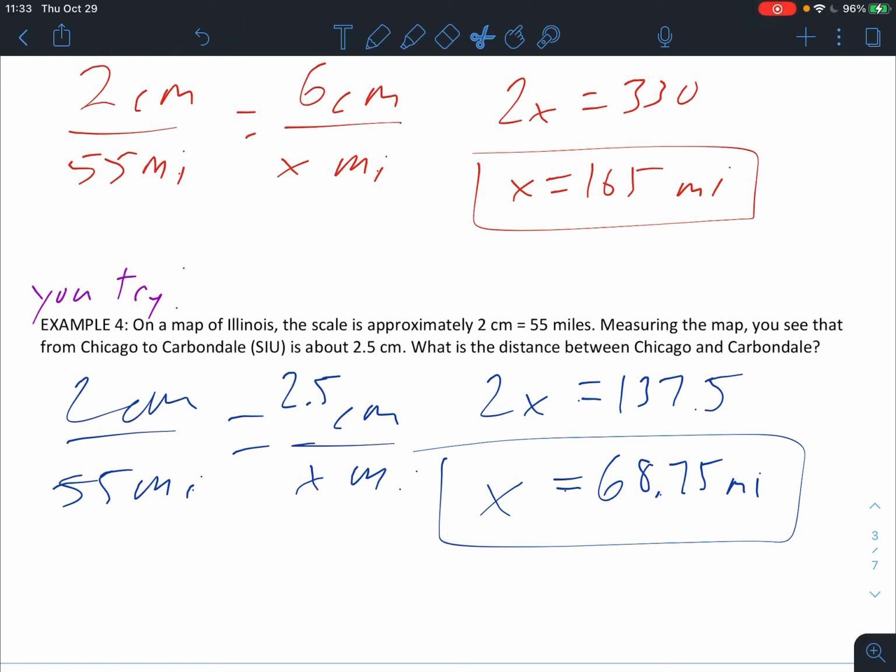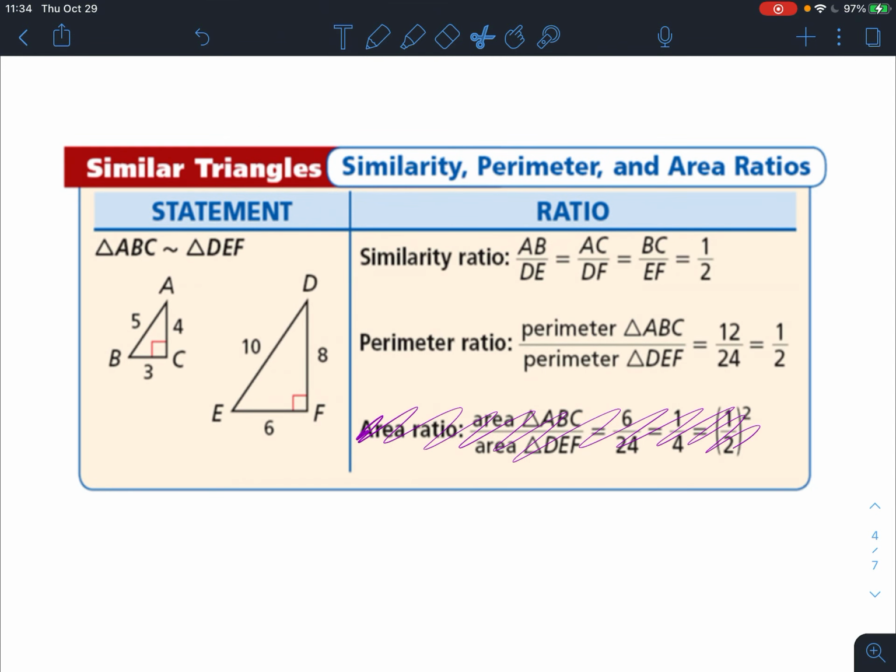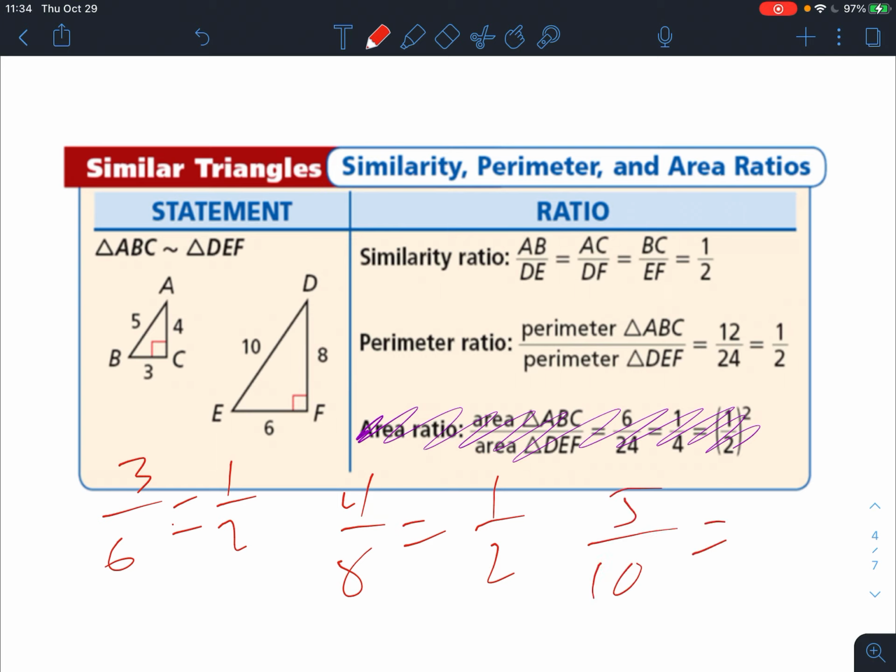All right, there is your work and answer for number 4. Similar triangles also have what's called a perimeter ratio. We've already talked about similarity ratio in this chapter. You can see the two triangles are similar. 3 over 6, 4 over 8, 5 over 10, all are the same ratio. 3 over 6 is 1/2. 4 over 8 is 1/2. 5 over 10 is 1/2. And that's why the similarity ratio is 1/2.